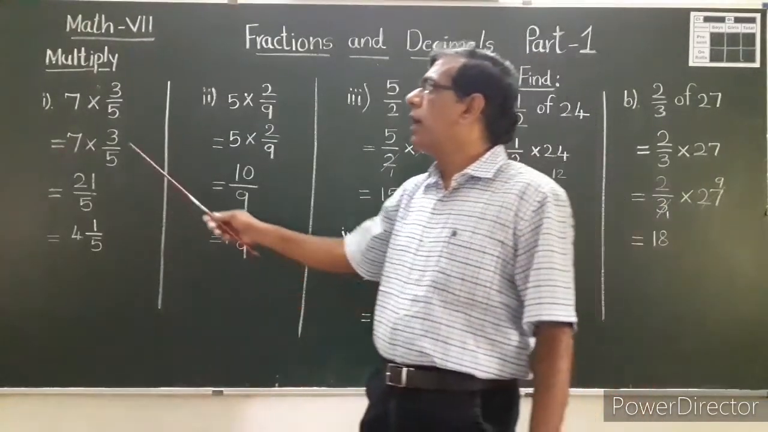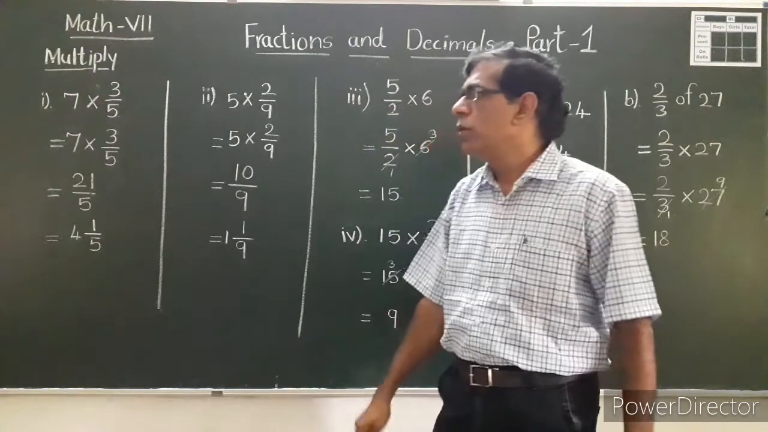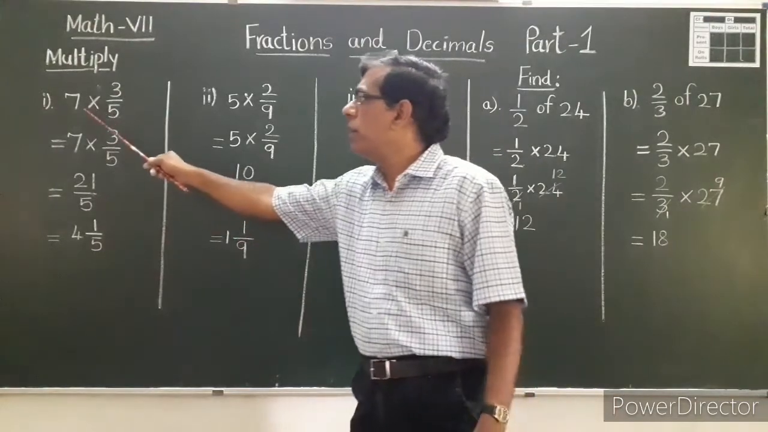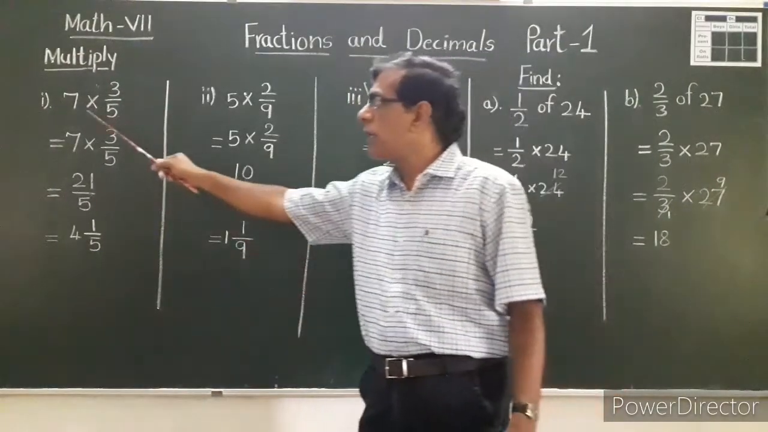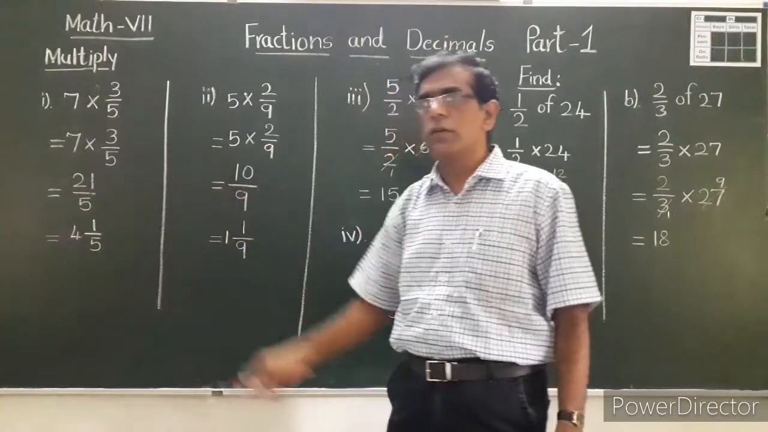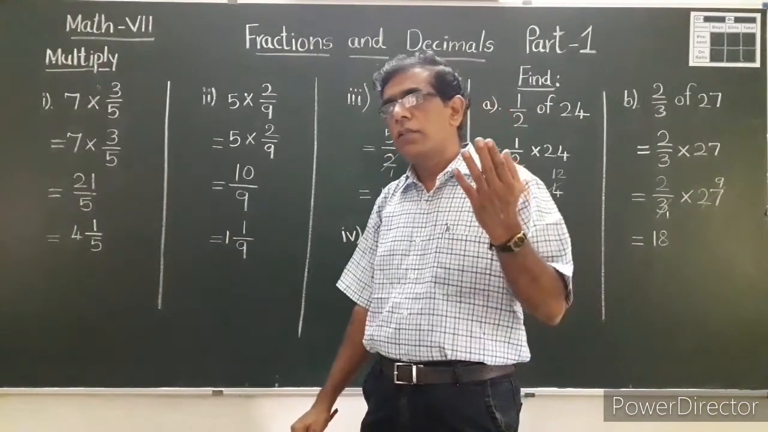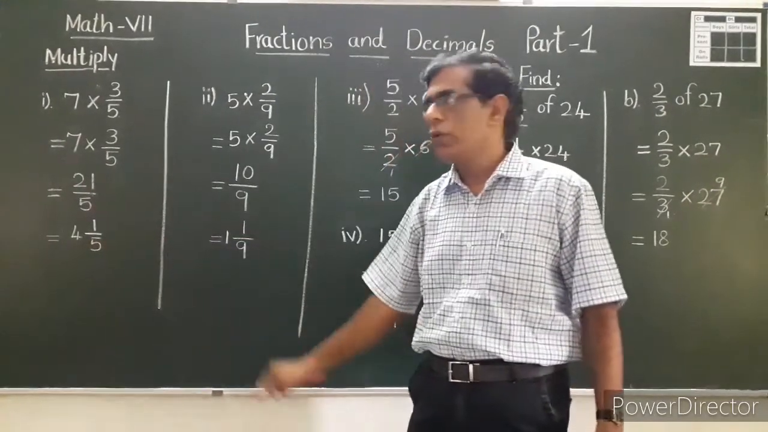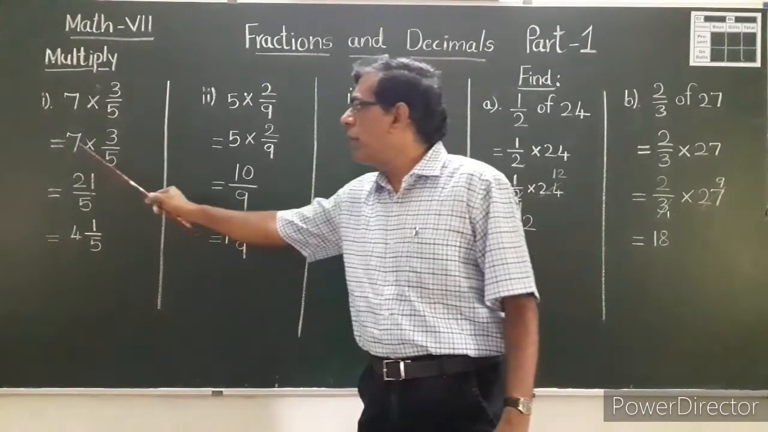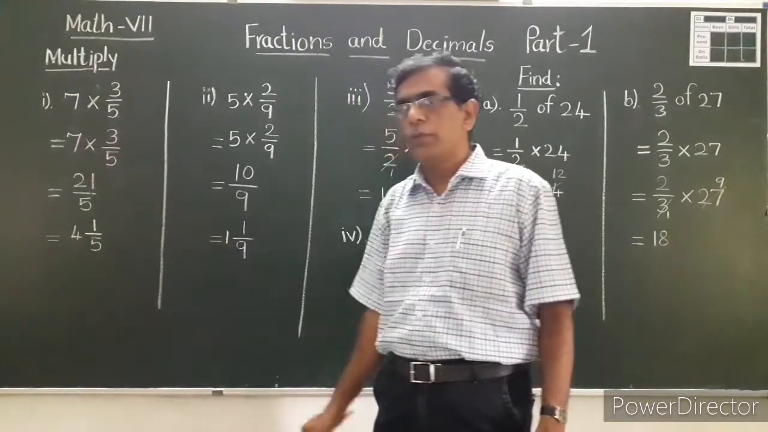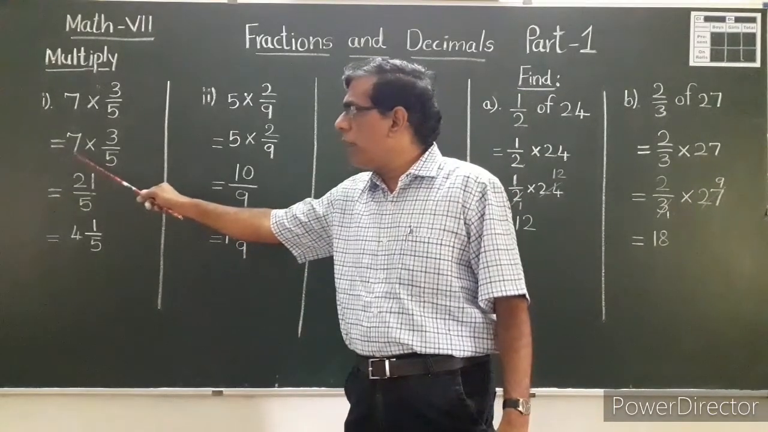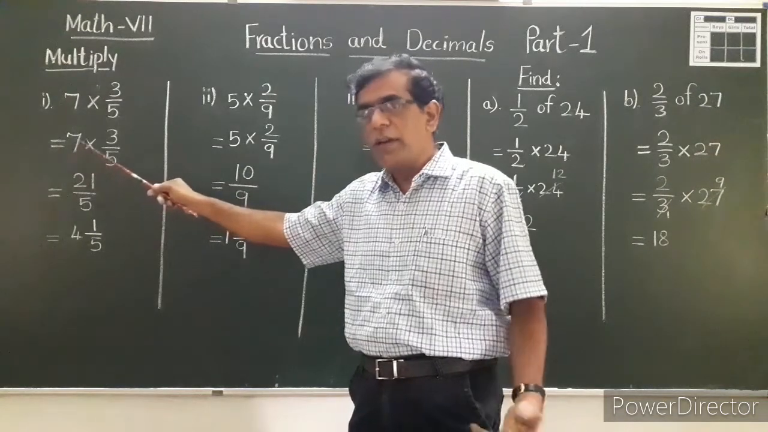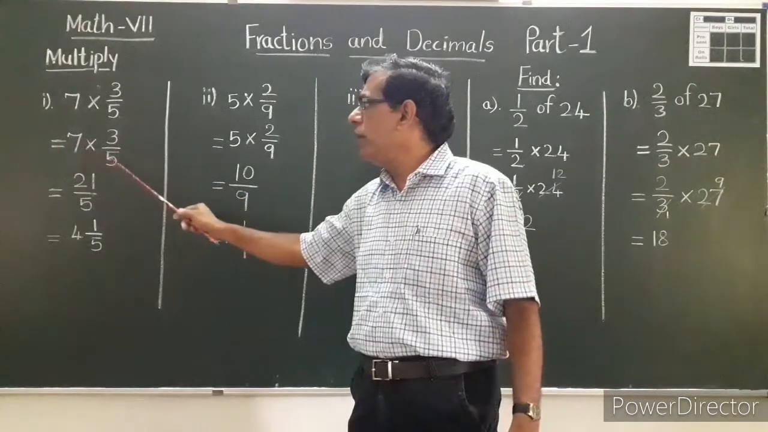Now we move to the third operation, that is multiplication. Children, here is the example for multiplication. The first problem, 7 into 3 by 5. 7 is a natural number, 3 by 5 is a fraction. When we multiply 7 and 3 by 5, the product is 21 by 5. I multiply 7 and 3, 21. And in this number, 1 is there, 7 by 1. Understood? So 1 into 5 is 5.